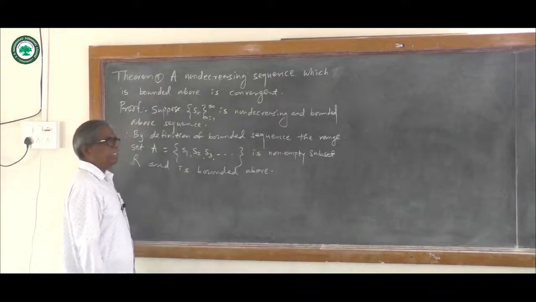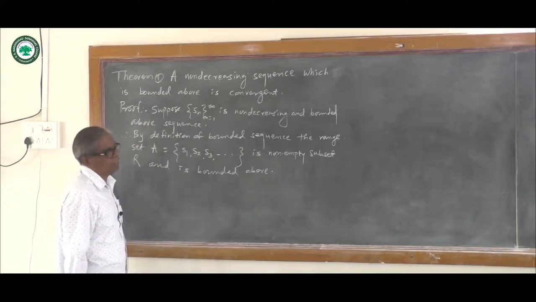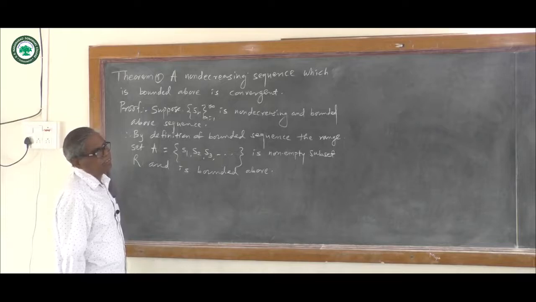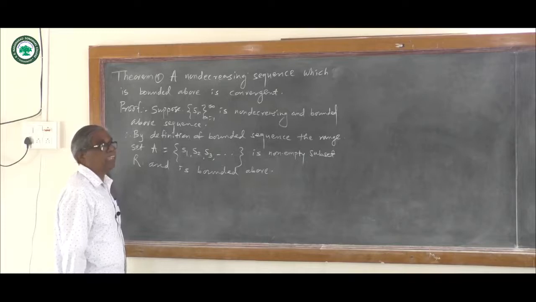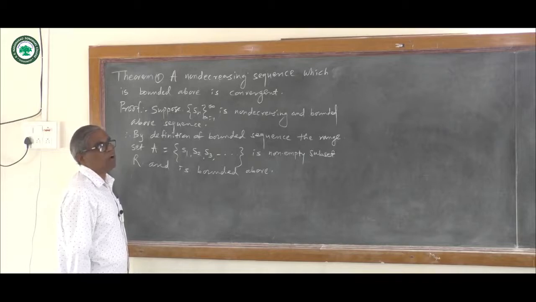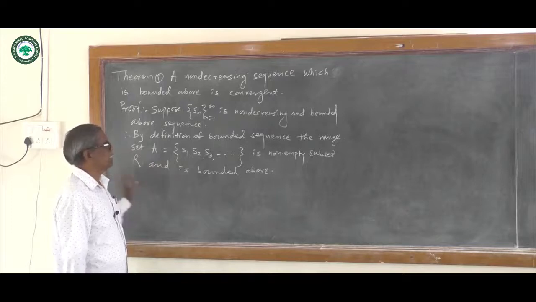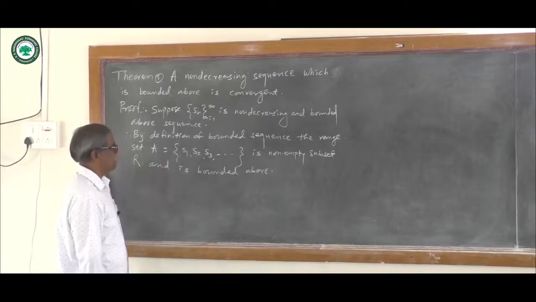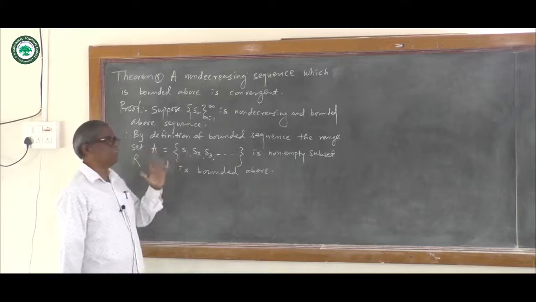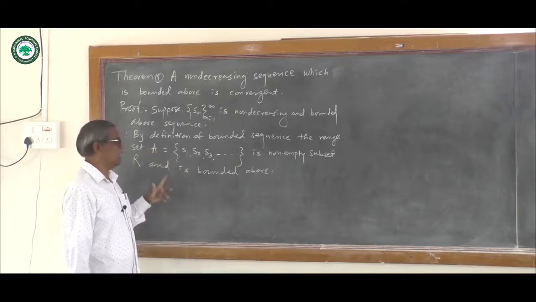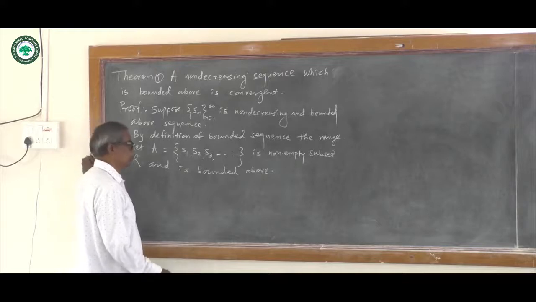Capital A is the range set of the sequence Sn. Since S is equal to Sn, n is equal to 1 to infinity, is a function from the set I of all positive integers into the set R of all real numbers, the range set A is equal to S1, S2, S3. These are the elements of the range set. And capital A is a non-empty subset of R and it is bounded above.